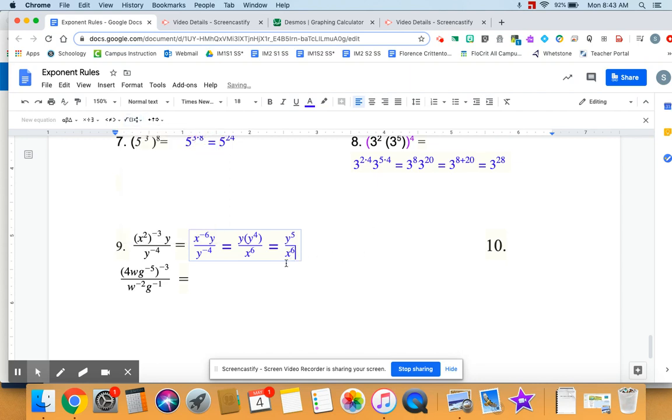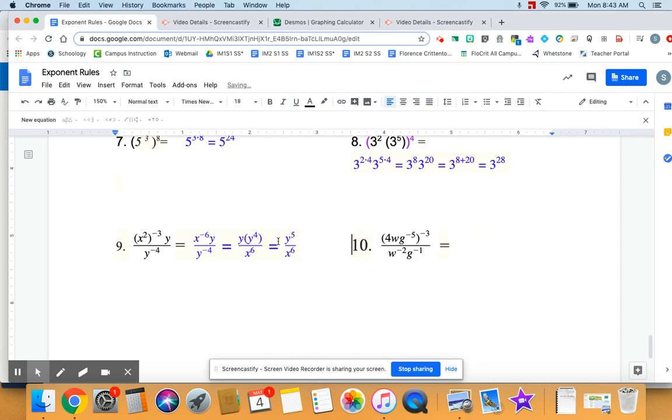I can't combine these two terms. The x cannot combine with the y. They are separate terms. They are separate things. They don't get combined. So this is my answer, my most simplified version. This is the exact same thing as this. You're just rewriting these in a more simplified way using the rules.